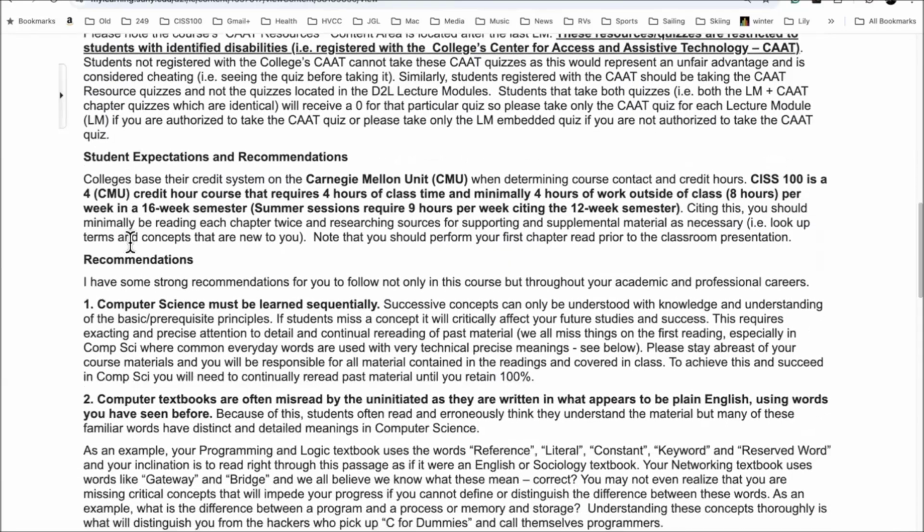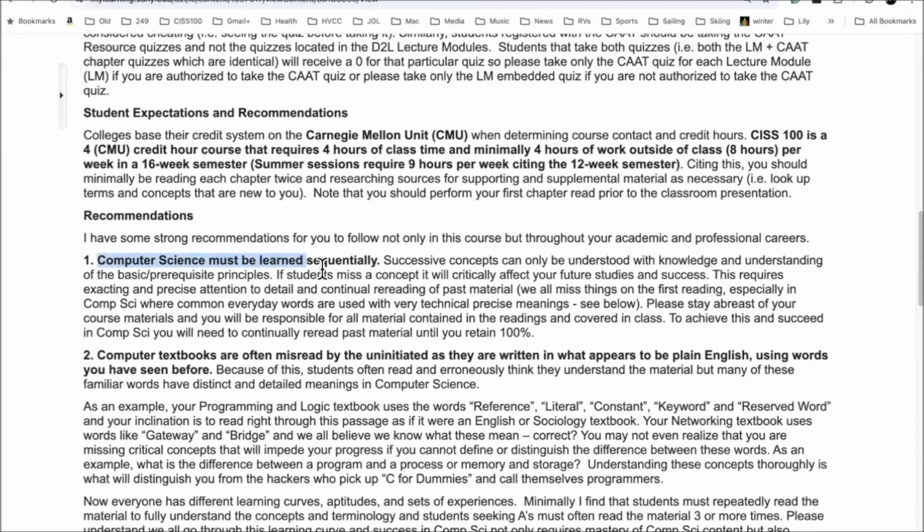So recommendations, you've heard me say this about 5 times already. Computer science must be learned sequentially. I cannot impress upon everyone enough about this. Computer textbooks are misread by the uninitiated. I spoke about this. We use words that are common to everyday English, but they have specific, exacting meanings in computer science. I can go on and on. I spoke about references. I spoke about gateways. There are many, many more.